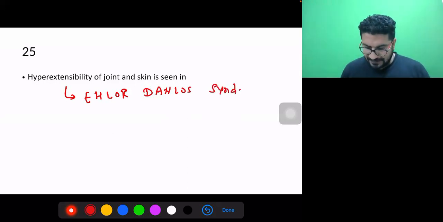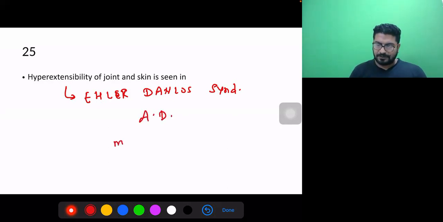Remember, hyperextensibility of joint and skin. Sometimes they ask a question from this topic, Ehlers-Danlos syndrome. Basically, here you will find collagen type 3 affected. There are different variants. The mode of inheritance is autosomal dominant. The most common type of Ehlers-Danlos syndrome is type 3.